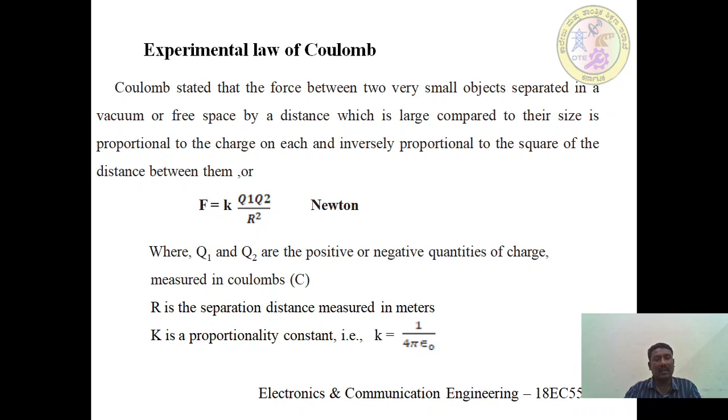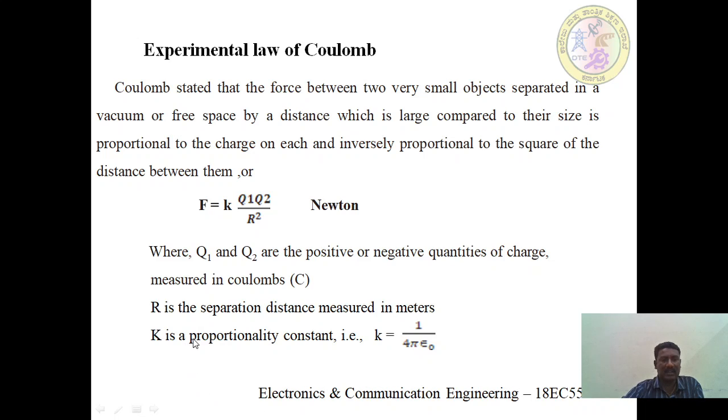Then proportionality is changed to equality. The constant K is placed here. F is equal to K times Q1 Q2 divided by R squared, where K is a proportionality constant, and Q1 and Q2 are the positive or negative charges of the point charges, measured in coulombs (C). R is the separation distance measured in meters.